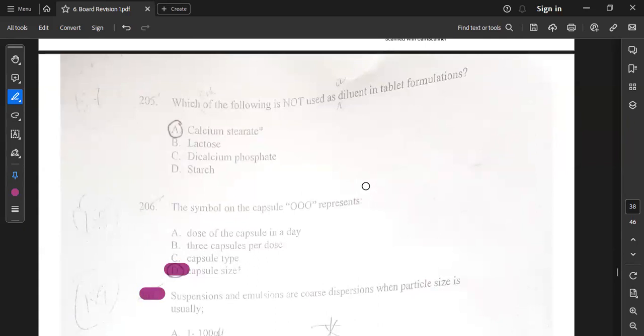Okay, in the next question, the symbol on the capsule 000 represents the dose of the capsule in a day, 3 capsules per dose, capsule type, or capsule size. I think we know this one is capsule size. It has the different types of capsule size. I think 000 is the one that is commonly used. Then Divya has also sent a capsule size chart on the group. So we have 000 till 5.